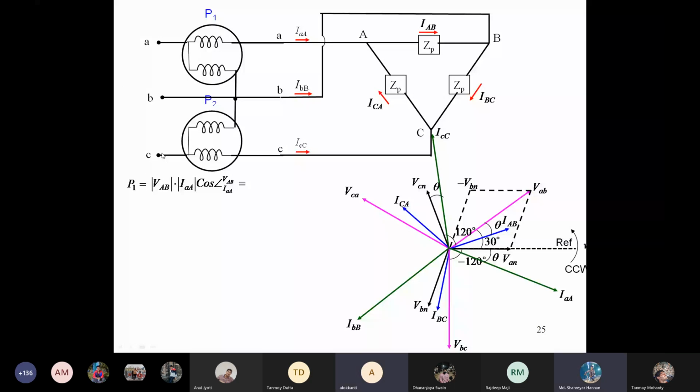Sir, where is the end point? In the diagram it is not shown. The left side of the diagram is not there. On the left side there is a generator, a star connected generator. This small a, small b, small c are basically the lines that are available from the generator.